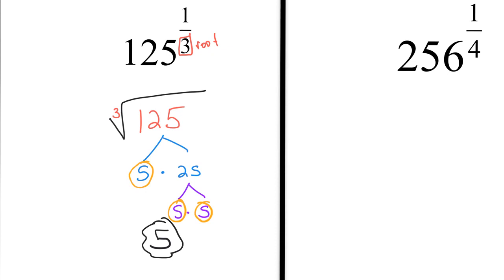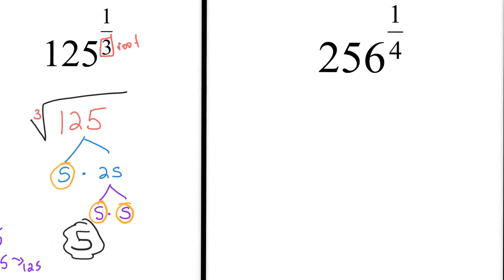And if you check, you can also multiply 5 by itself 3 times. I'm just going to show you here on the side. If you take 5 times 5 times 5, 3 times, because this is the third root, 5 times 5 is 25, and 25 times 5 is 125. So that's the idea when you break down the number.